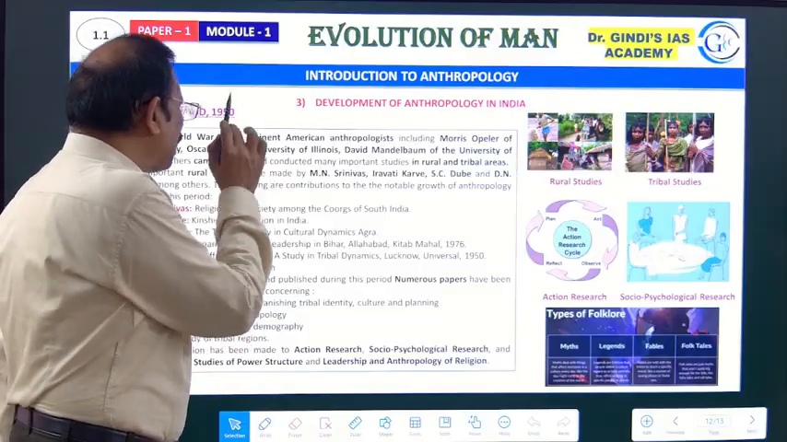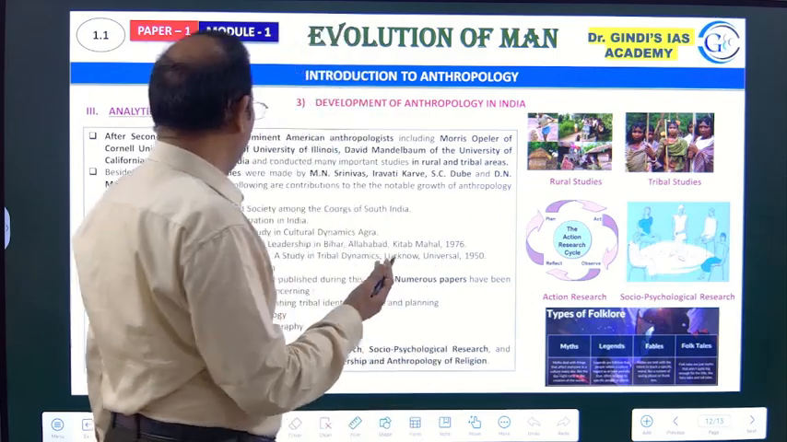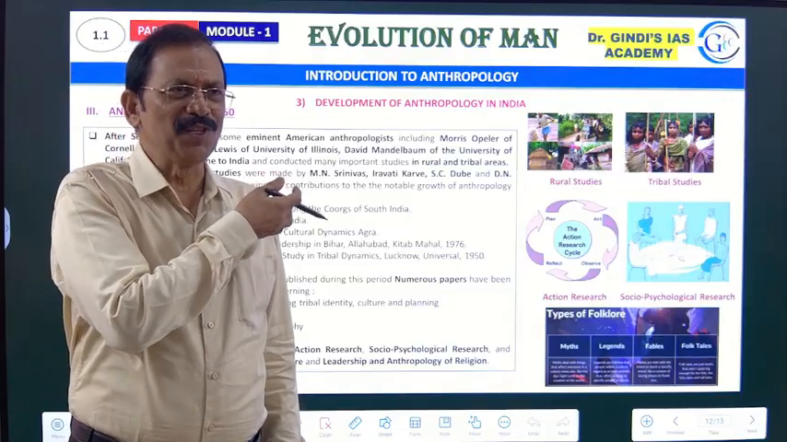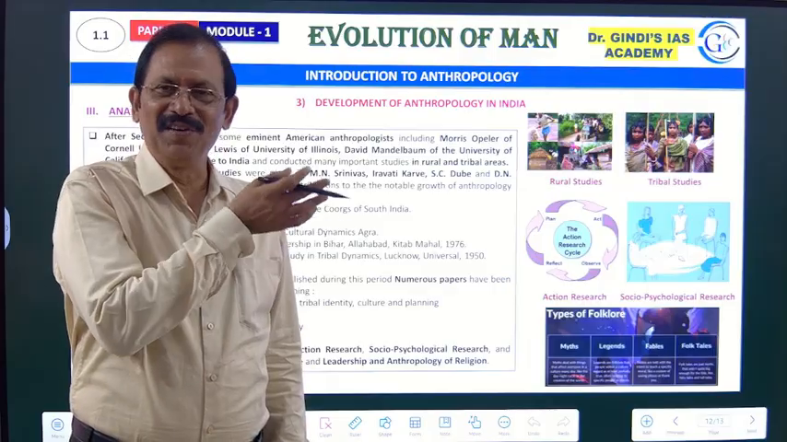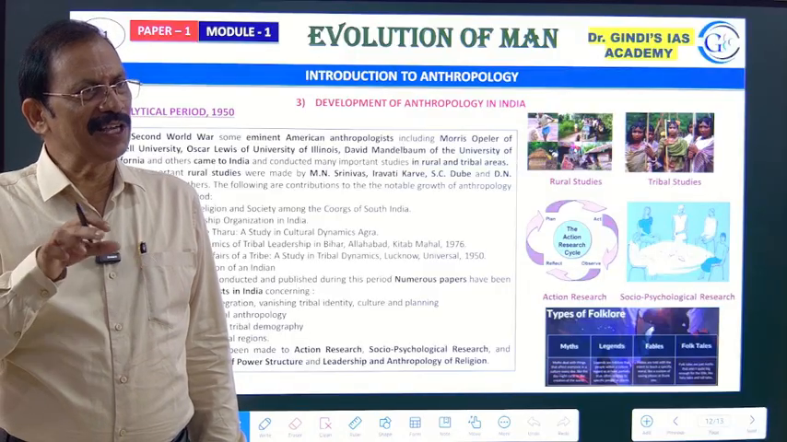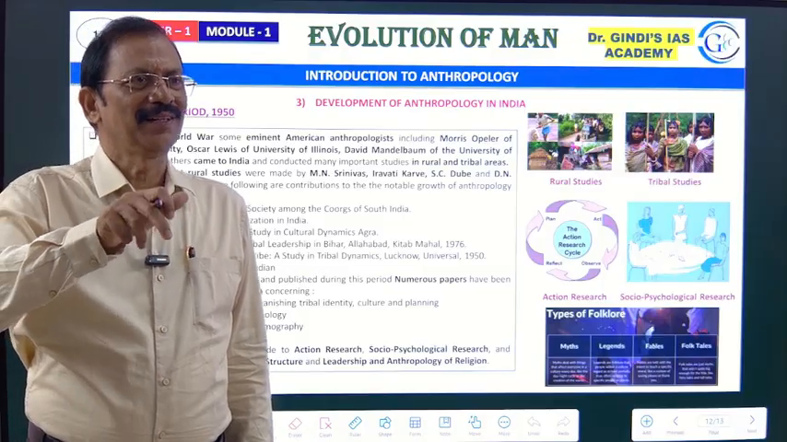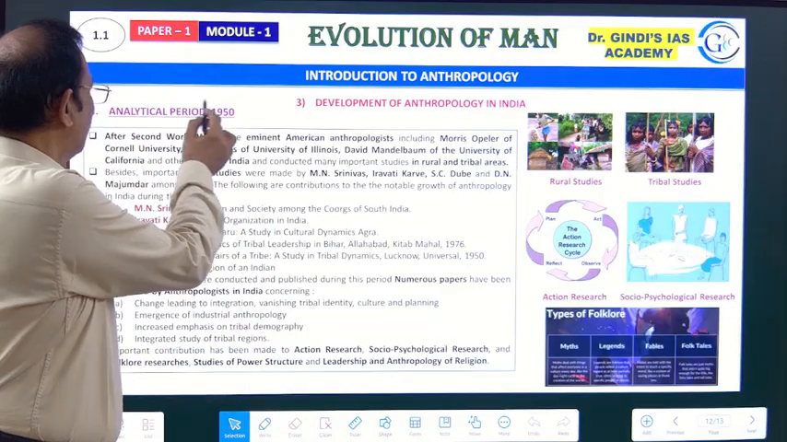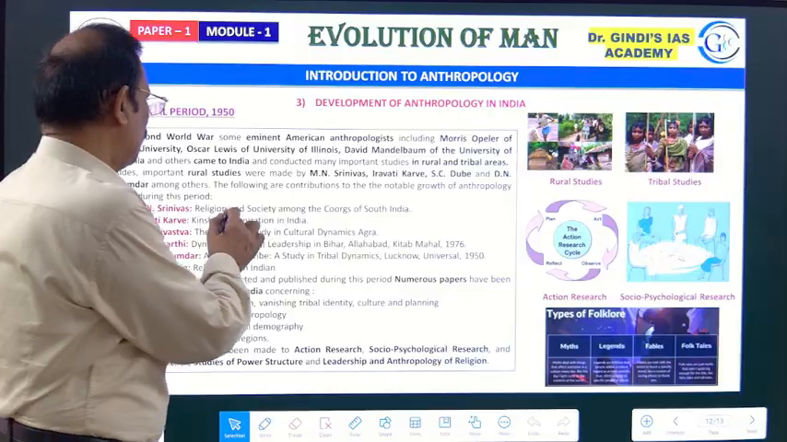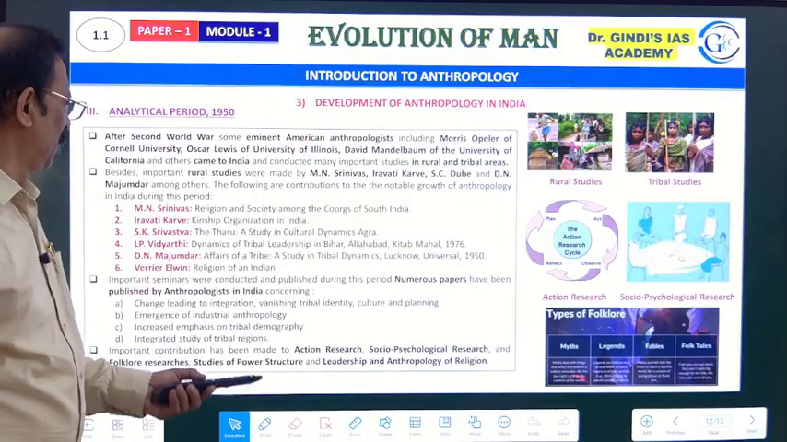Besides, important rural studies were made by M.N. Srinivas, Irawati Karve, S.C. Dube and D.N. Majumdar, among others. We know these people are Indian anthropologists. With the advent of the American anthropologists, the research of the Indian anthropologists also turned from tribal studies to rural studies when the analytical period started in 1950. We can discuss some contributions to the notable growth of anthropology in India during this period.